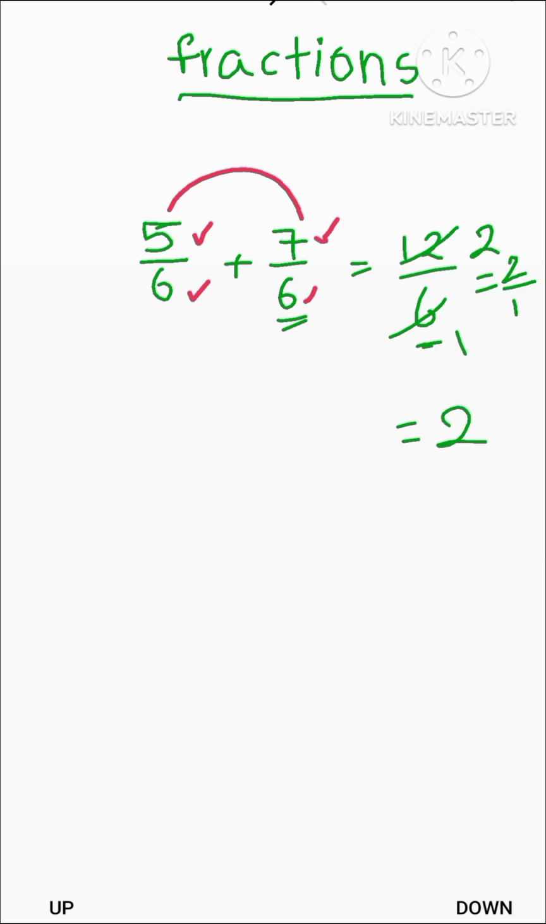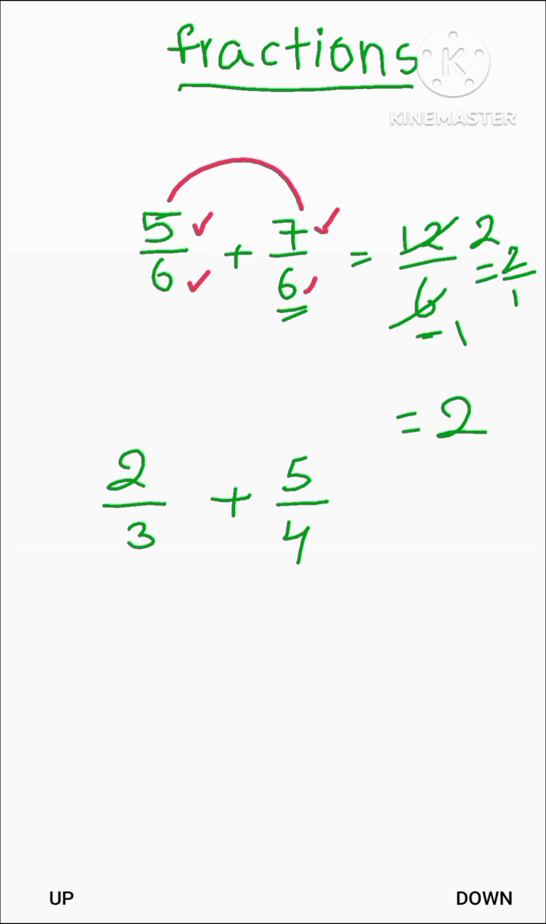Okay. Next, if the denominators are different, how to add any two fractions? So take any two fractions, 2 by 3 plus 5 by 4. So here 3 and 4 are different denominators. In this situation, how to add these two fractions? First of all, we should take the LCM of these two numbers. Here 3 and 4 are two consecutive numbers. So the LCM of any two consecutive numbers is its product. So that means 3 into 4 is equal to 12. So here the denominator is 12.